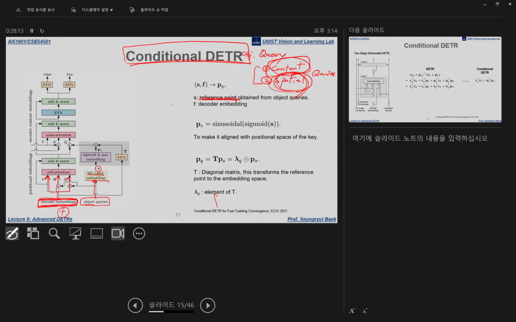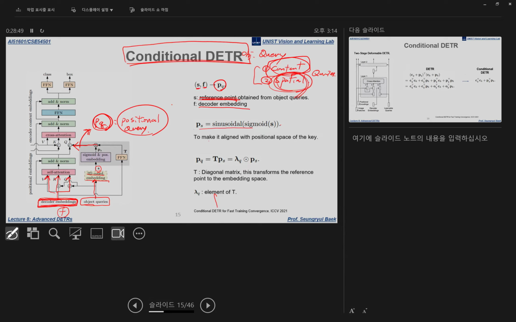Here what we actually estimate is P of Q, which means the positional query, spatial query or positional query. Using S, which is the reference point, and using F, which is the decoder previous layer's embedding vector, we are estimating P of Q, which is the positional query.